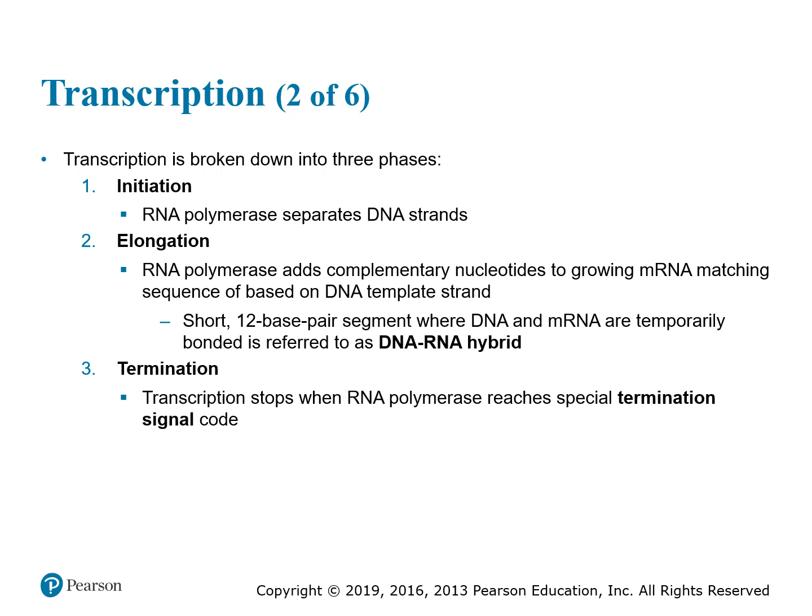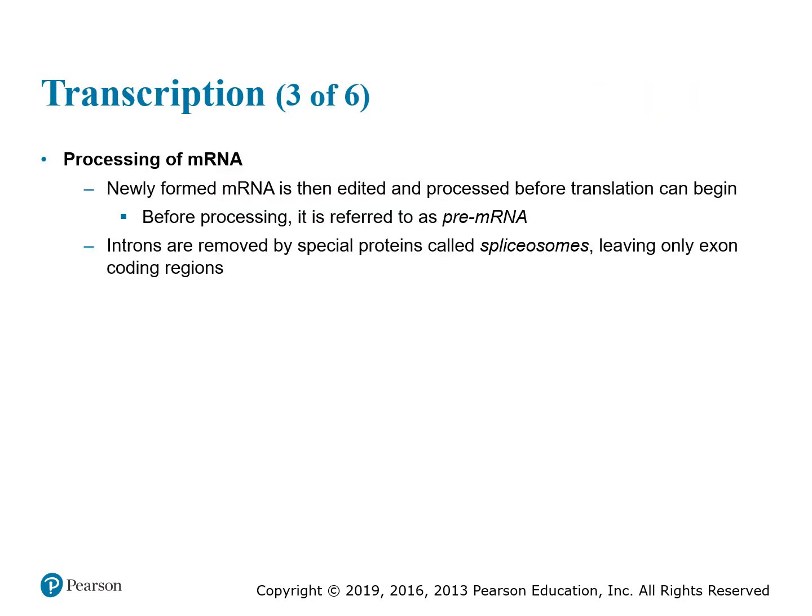So transcription is broken down in three phases: initiation, elongation, and termination. During initiation, RNA polymerase is separating the DNA strands, so no helicase necessary. RNA polymerase can do it. Then it will incorporate the complementary RNA nucleotides to the growing mRNA matching sequence based on the DNA template strand. And what you're left with is a DNA-RNA hybrid where the two are temporarily bonded. Then during termination, transcription will stop when RNA polymerase reaches a special terminator sequence, a stop sequence essentially.